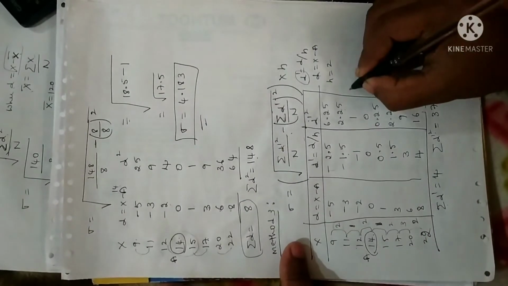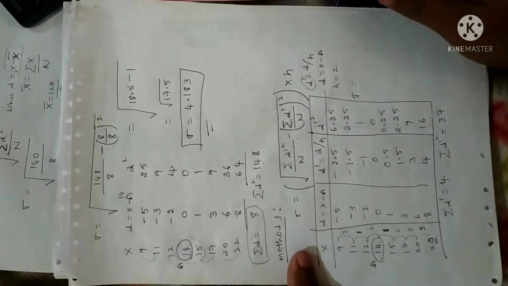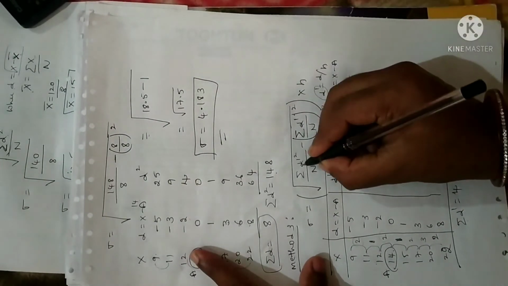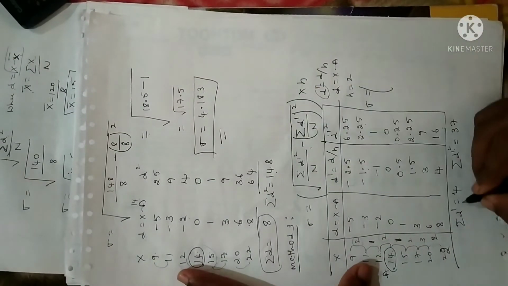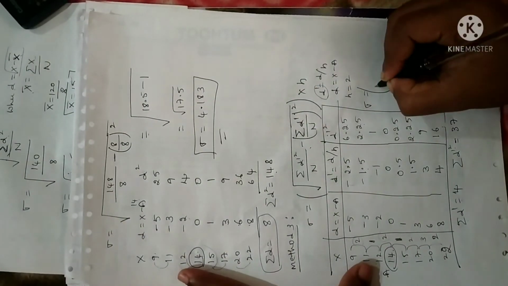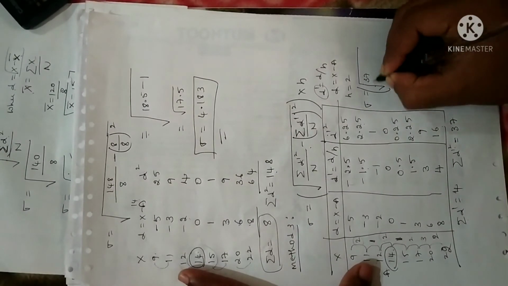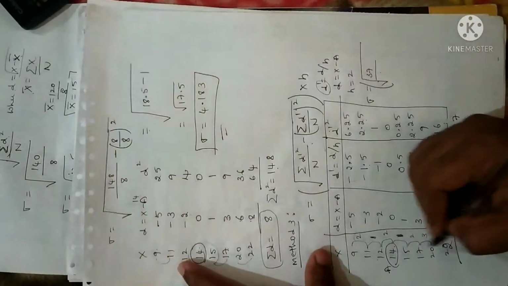Fine. Now let me make the substitution here. Sigma is equal to the square root of sigma d dash square, so what is the value of sigma d dash square? It is 37. I'll just put a square root: square root of 37 divided by n, where n is the number of data. So count the number of data.